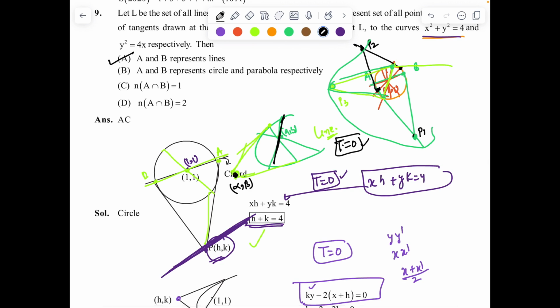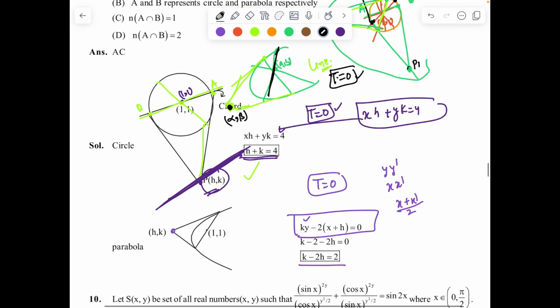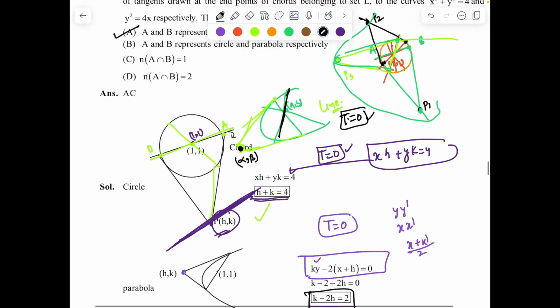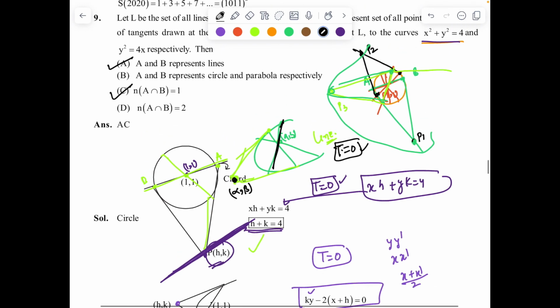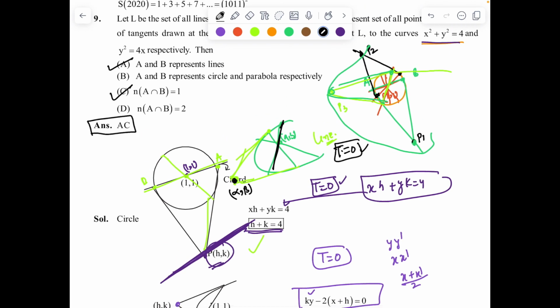And the number of intersections of A and B: just solve these two lines, and these two lines are not parallel, so they'll intersect exactly at one point. So the answer for this problem is A and C.